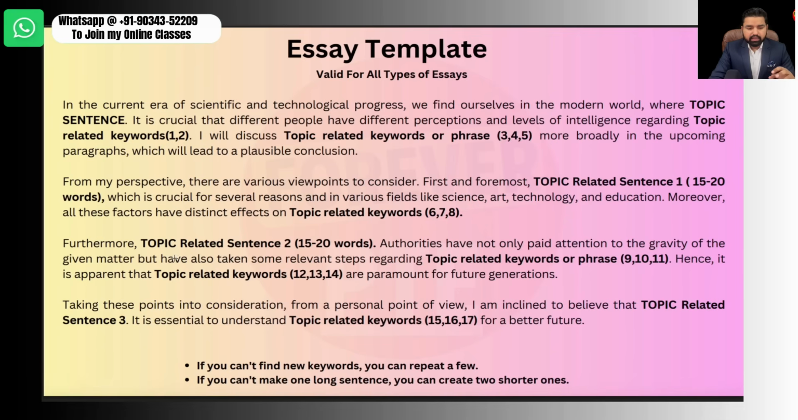Then in third paragraph, we'll have to write one line on our own, which should be of 15 to 20 words. And there is a space for you to write at least 6 keywords in line number 2 and line number 3. Topic related keywords, or you can write a phrase as well.